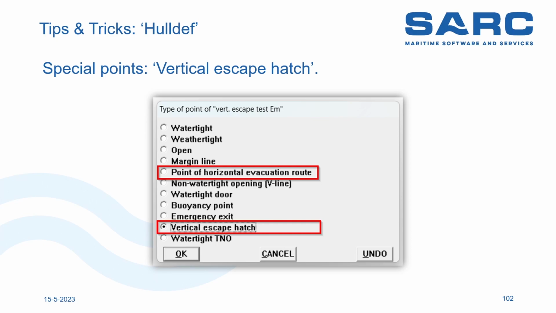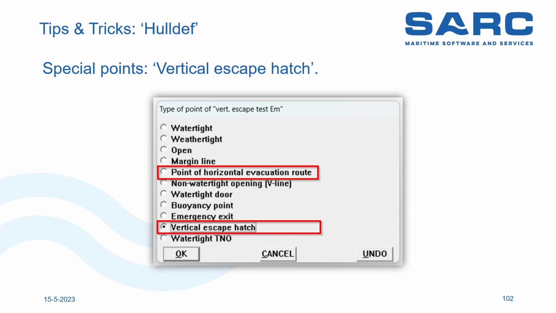And well, we decided to implement a special point, a vertical escape hatch. Do not confuse it with the emergency exit. Emergency exit is for inland waterway vessels. They have a stability criterion for the emergency exit.